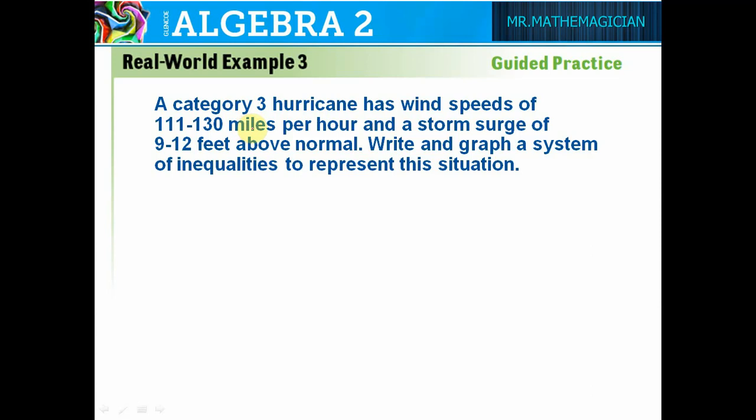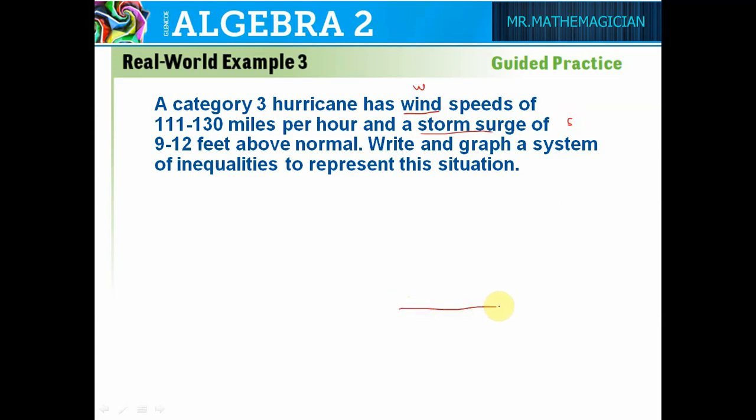A category 3 hurricane has wind speed of 111 to 130 miles per hour and a storm surge of 9 to 12 feet above normal. Write and graph a system of inequalities to represent this situation. Let's say that W for wind and S for storm surge.